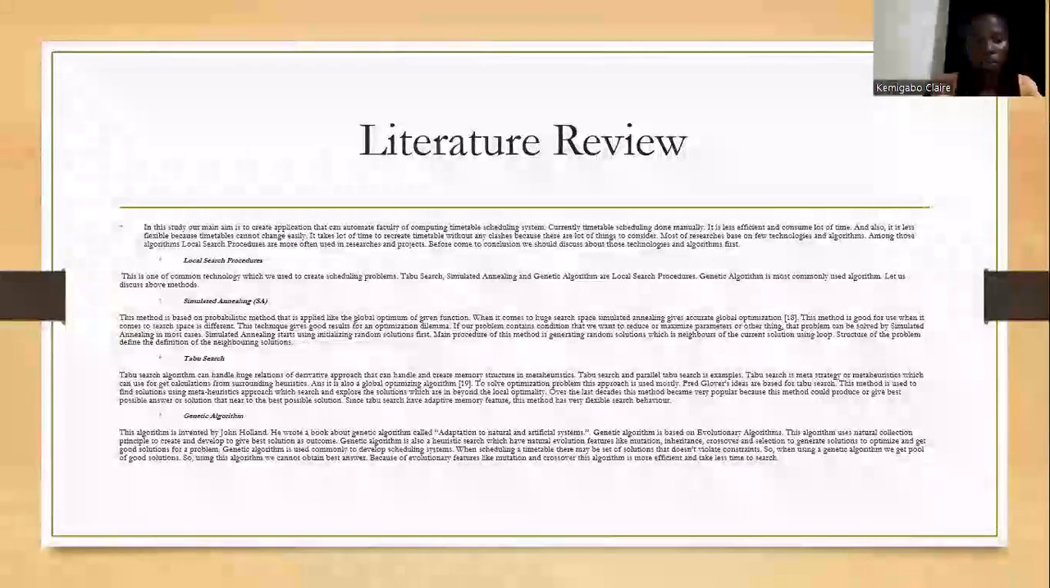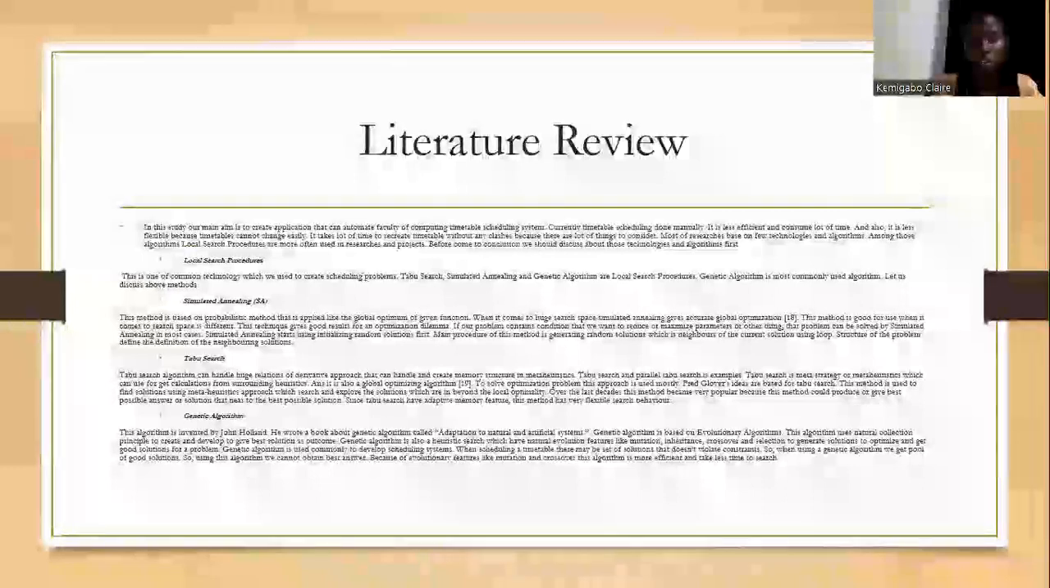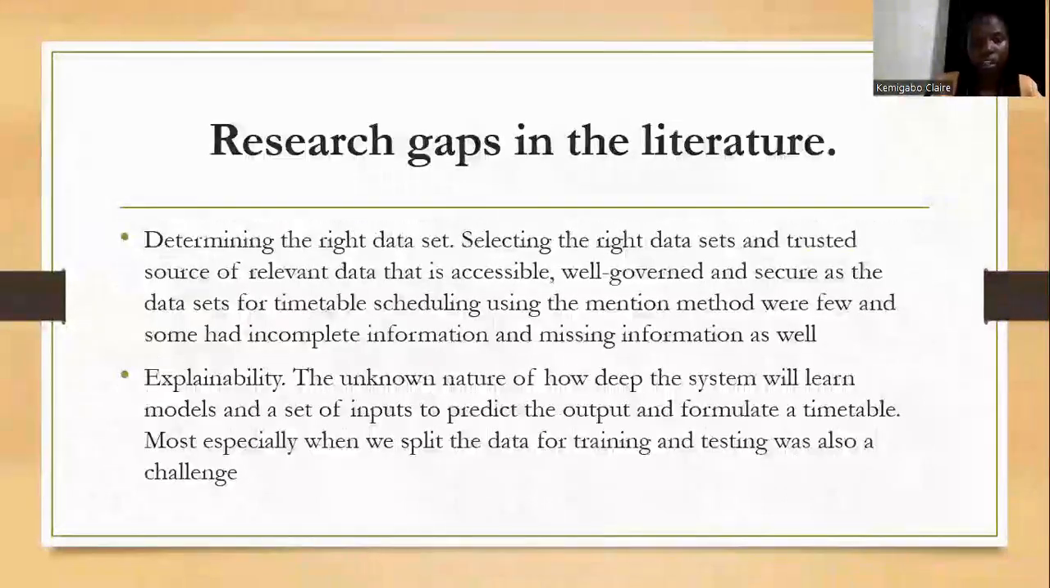So we are going to be dealing with local search procedures, tabu search, genetic algorithm, and more, to mention a few. The research gaps in the literature.